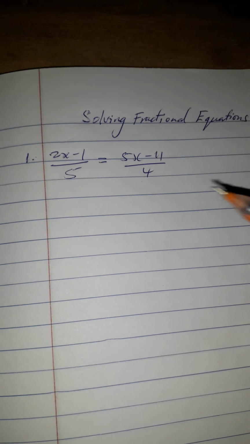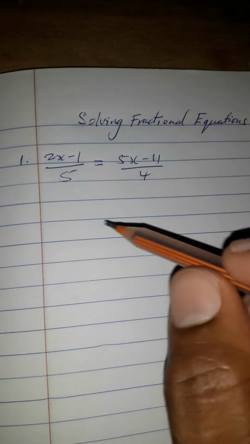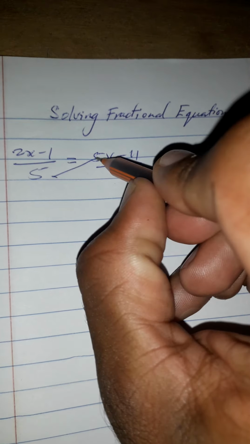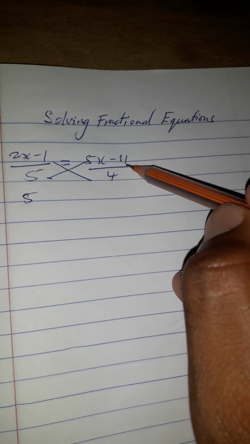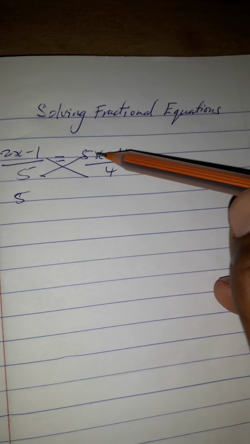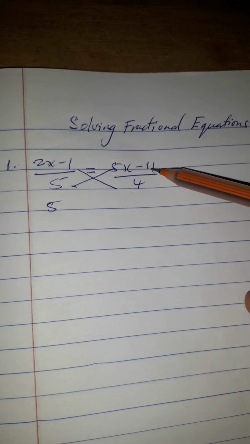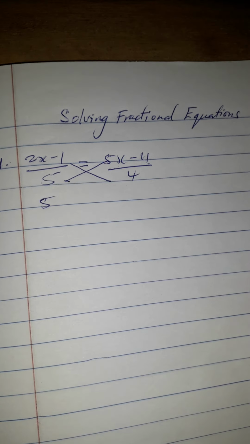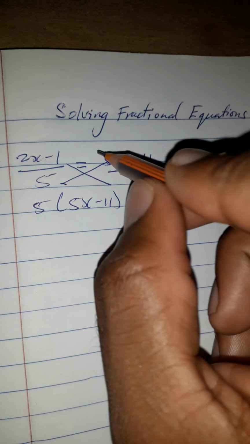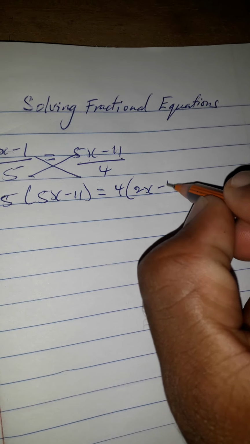When we have a single fraction on the left hand and the right hand side, what we can do is cross multiply. So we multiply like this. Good. So the 5 will multiply by, since we have two terms here, a plus sign or a minus sign separates terms. So here we have a minus sign, so we have two terms. Since we have two terms, the best thing we can do is to put it in a bracket. So the 5 is multiplied by 5x minus 11. Now the 4 will multiply by all of this, which is 2x minus 1.